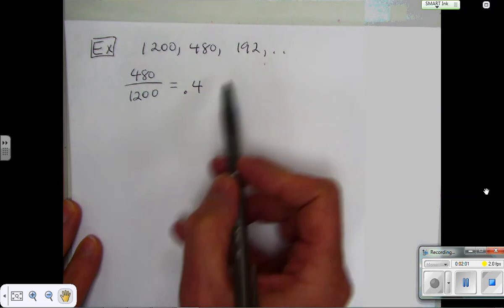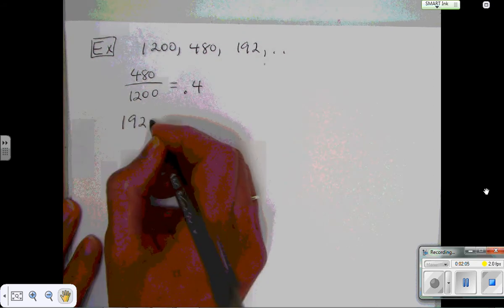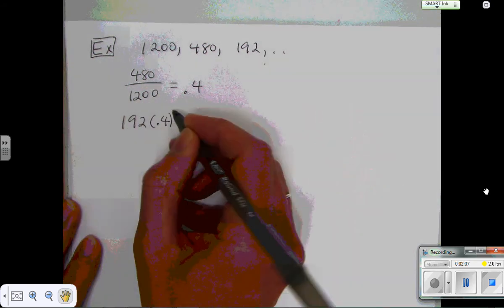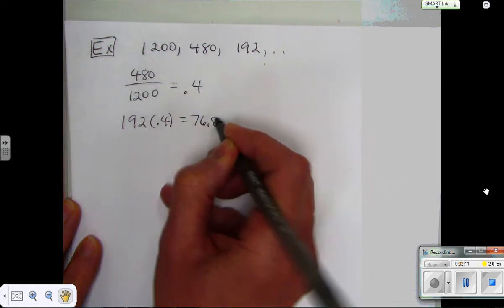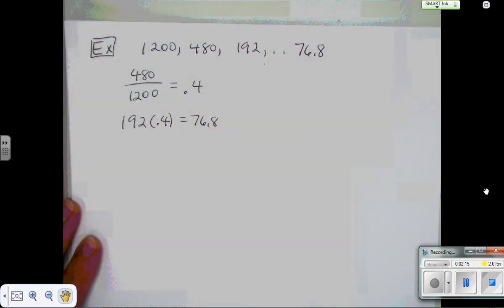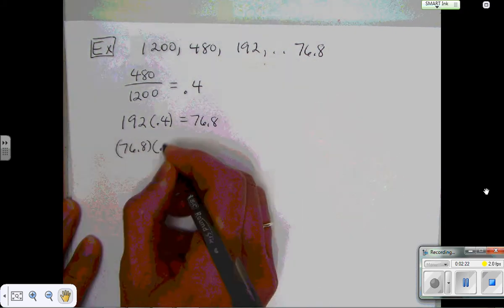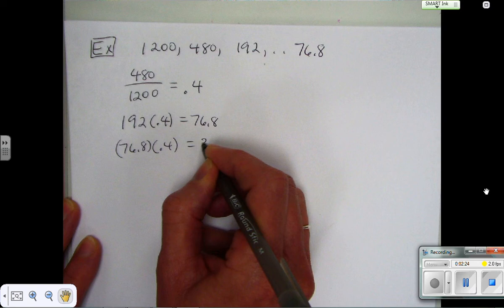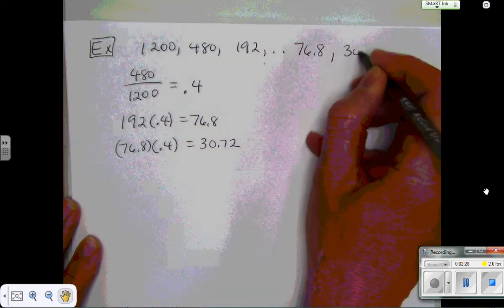So that means to get my next number, my fourth number, I'm going to take 192 times 0.4, and you should get 76.8. So that's your next number in your sequence. Okay, to get the fifth number, you're going to take 76.8 times 0.4, and you should get 30.72. And that would be your fifth number.